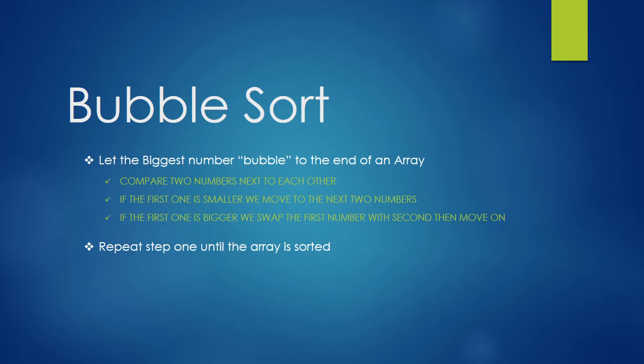So the idea behind bubble sort is to let the biggest number kind of bubble to the end of our array. Then do it again with the second biggest, third, and so on and so on. And after doing this with the last number, the array is sorted.